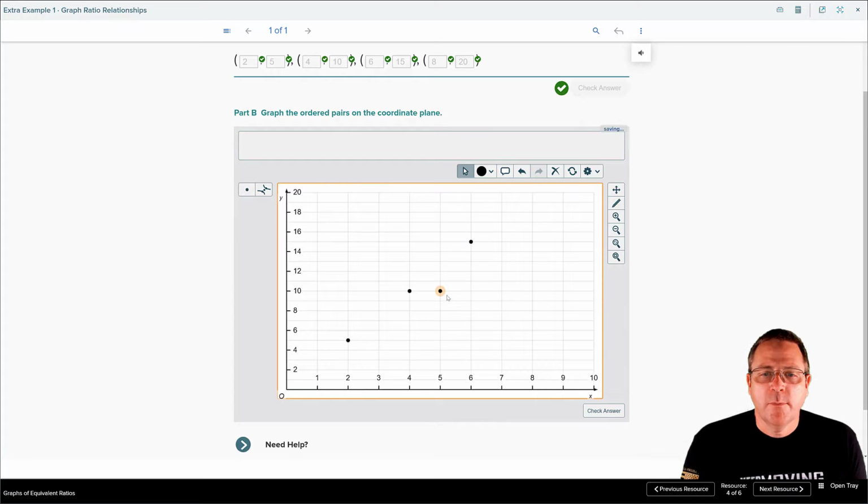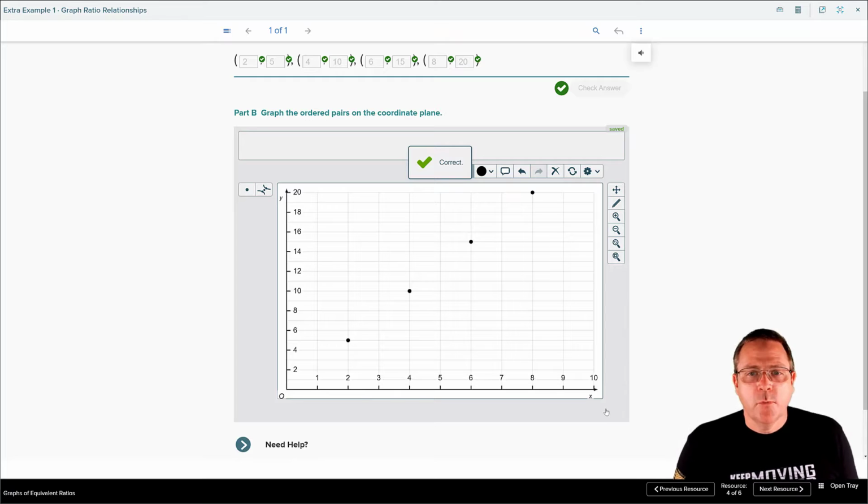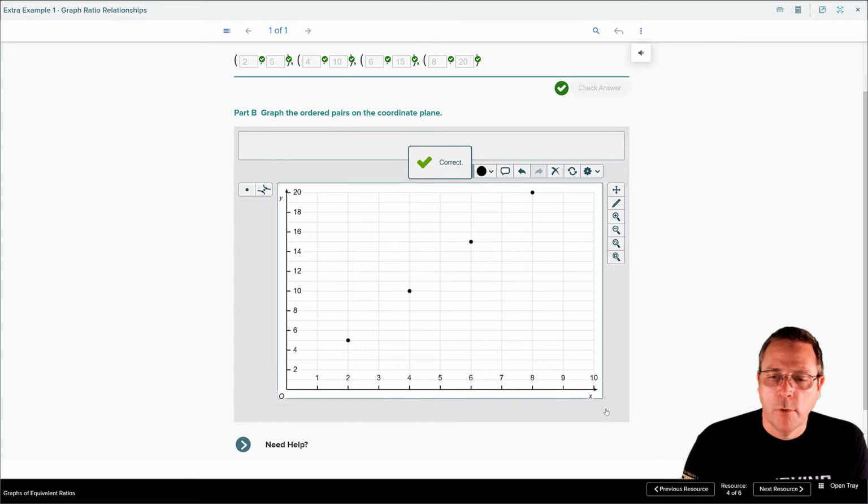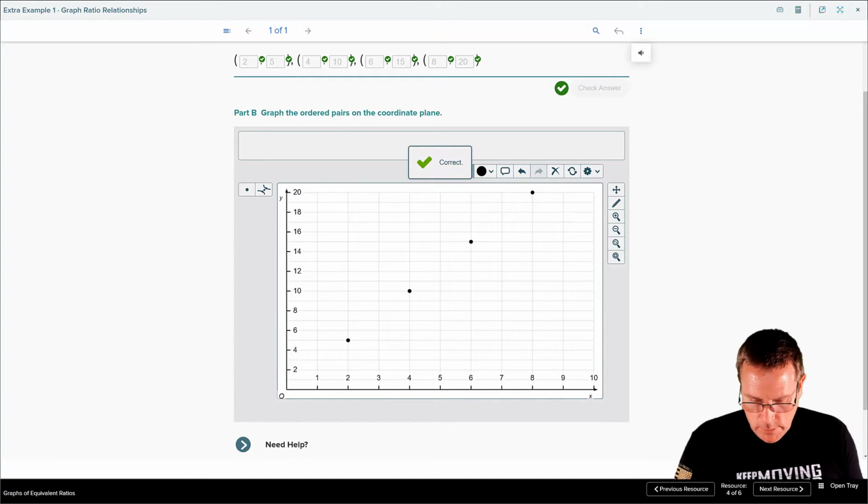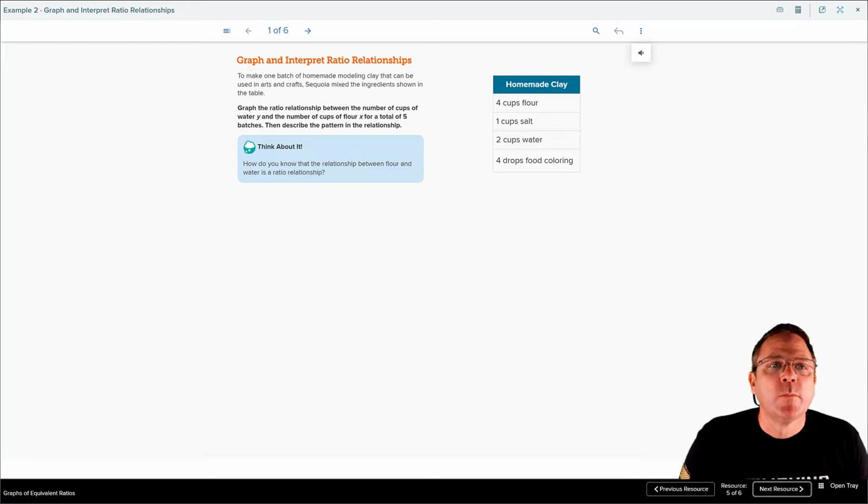And our last point we need, start at your origin. Superman is going to run 8, and he's going to fly 20. Check our answers. All that checked well as well. We are on a great run here. Moving on to the next resource.